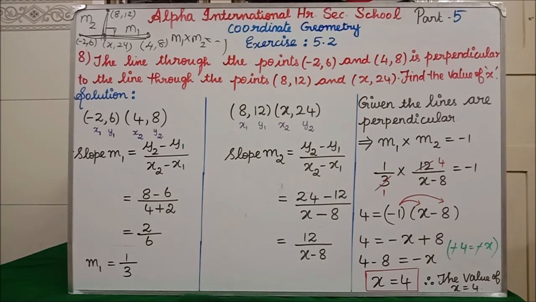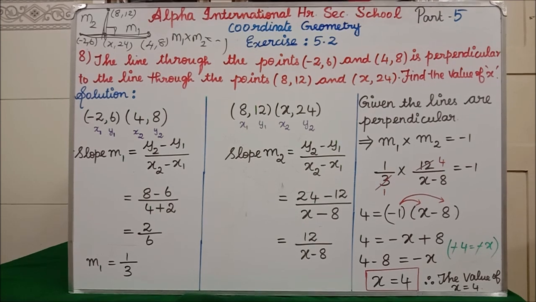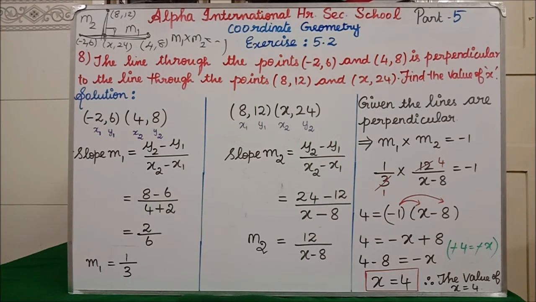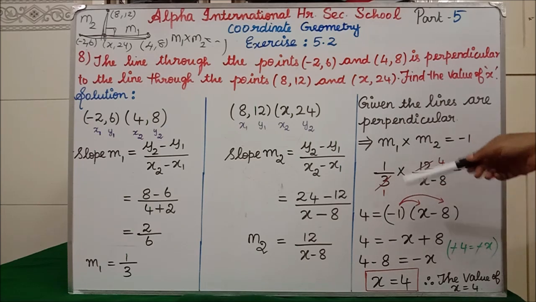Clear? Now we have got the m1 value and m2 value, isn't it? Now m1 value is what? 1 by 3. m2 value is what? 12 divided by x minus 8. Given the lines are perpendicular, isn't it? So m1 into m2 is equal to -1. m1 value is 1 by 3, into m2 value 12 divided by x minus 8, equal to -1.